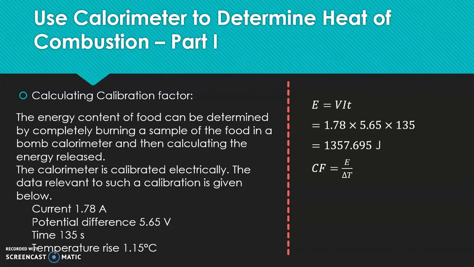Then CF equals E over delta T, and notice that this is the temperature change, the temperature rise, as a result of us supplying heat manually in order to calibrate it, okay? Because later on we'll have another temperature change, which is a different consequence, okay? So our calibration factor is determined as 1.18 kJ per degree. So basically, for every degree of temperature recorded, 1.18 kJ of heat is released.